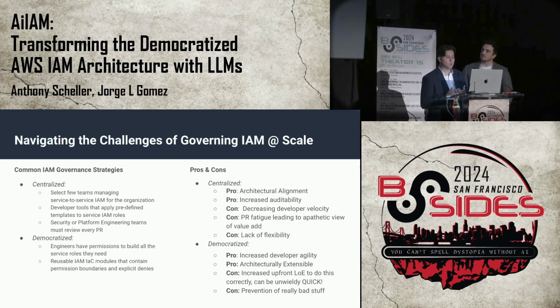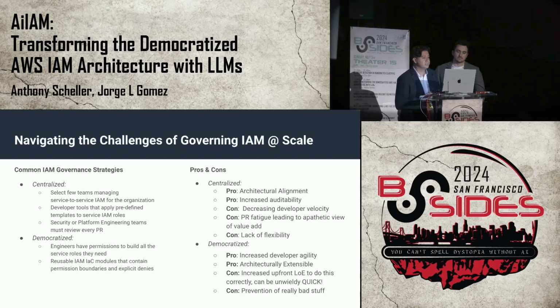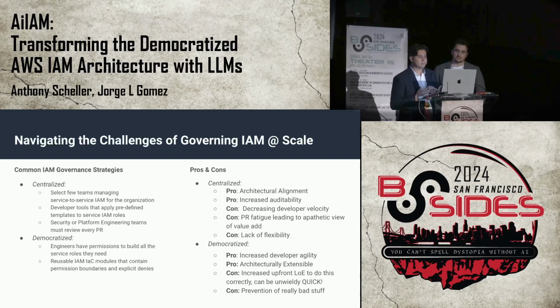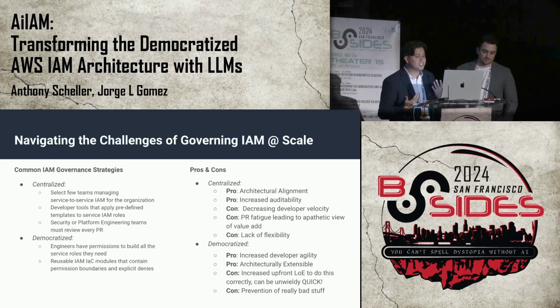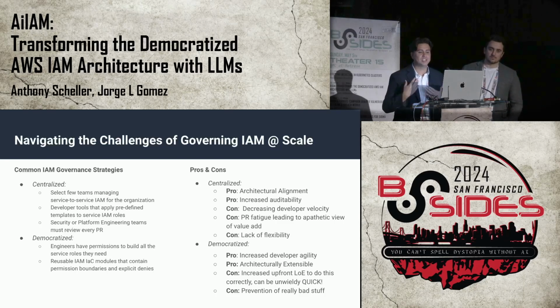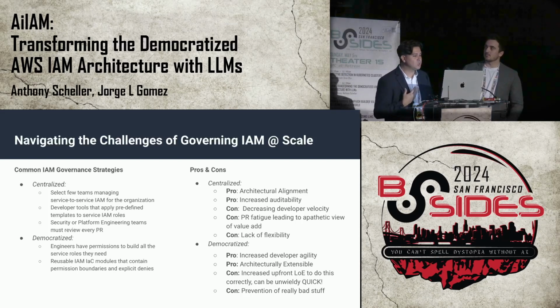Now, the second strategy is democratized. In this approach, engineers are empowered to build their own services and to own their own services, which should include IAM policies. With this model, it does increase developer velocity, but it requires discipline from teams to ensure that they're following the principle of least privilege. General strategies here involve creating permission boundaries or reusable infrastructure as code modules.